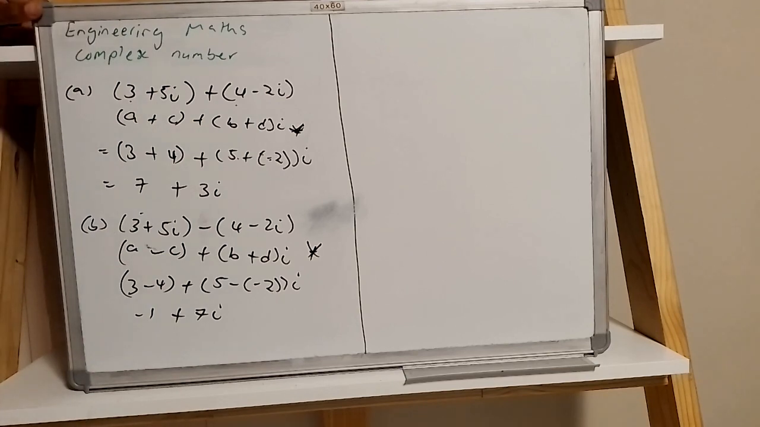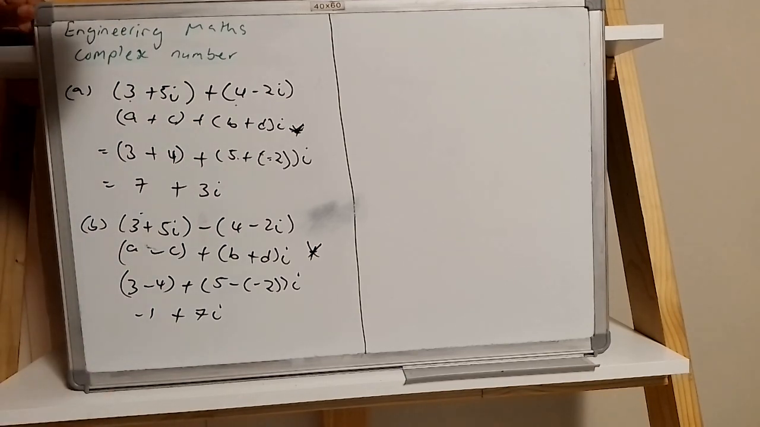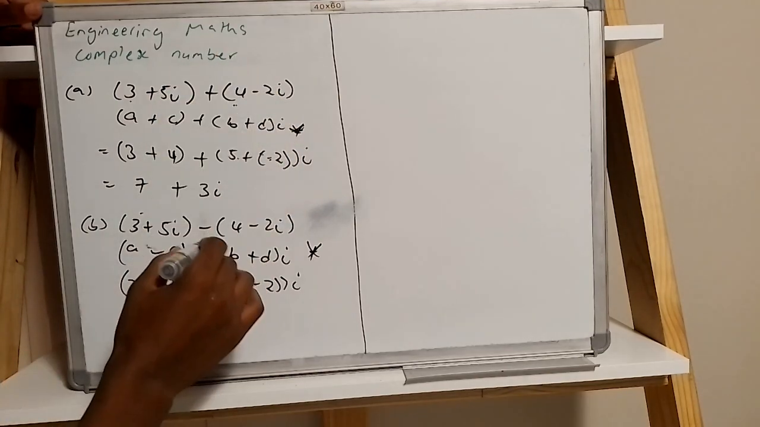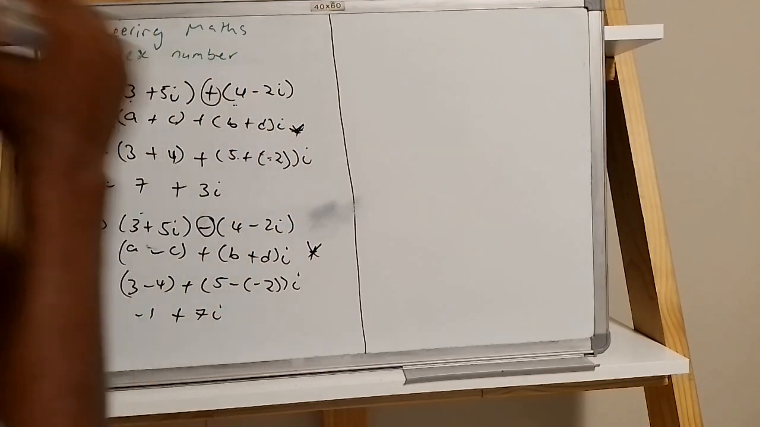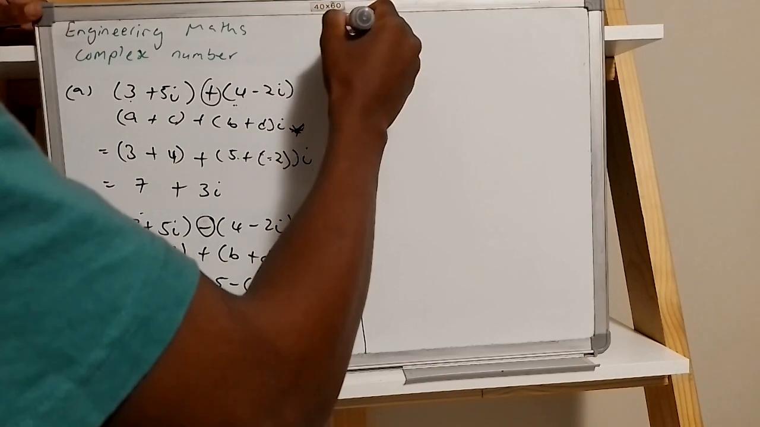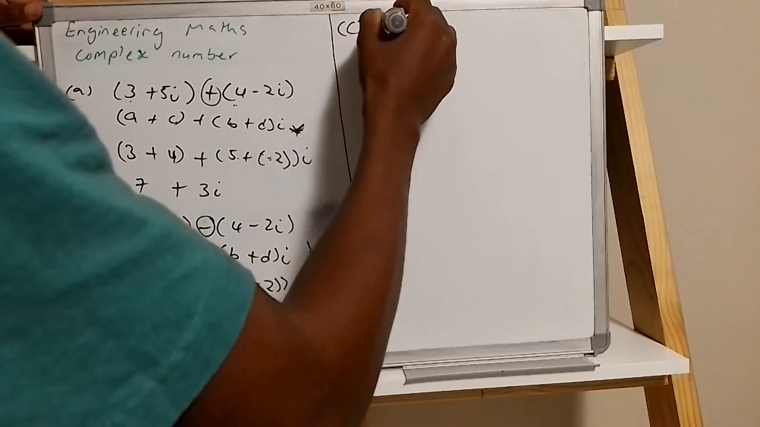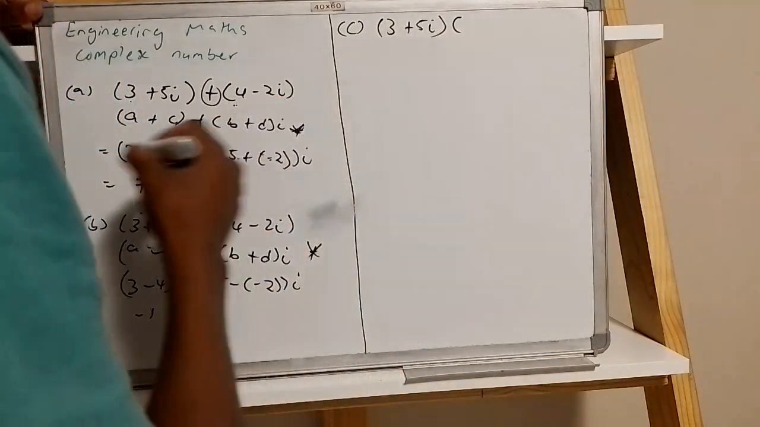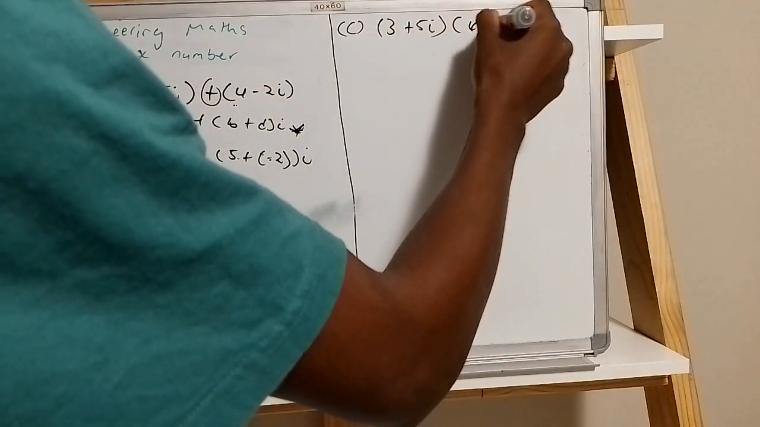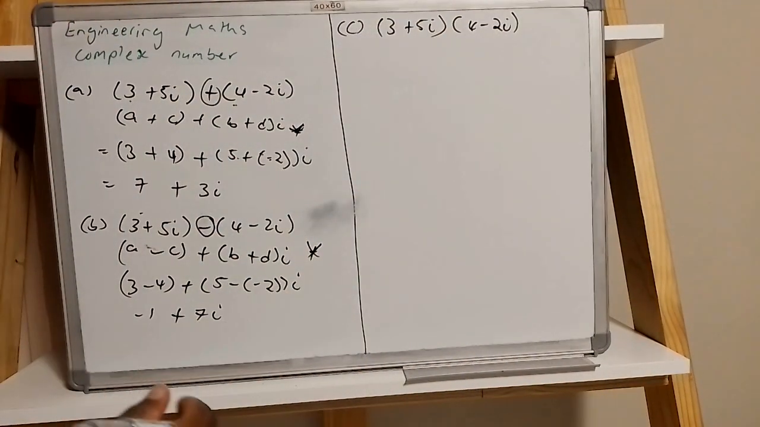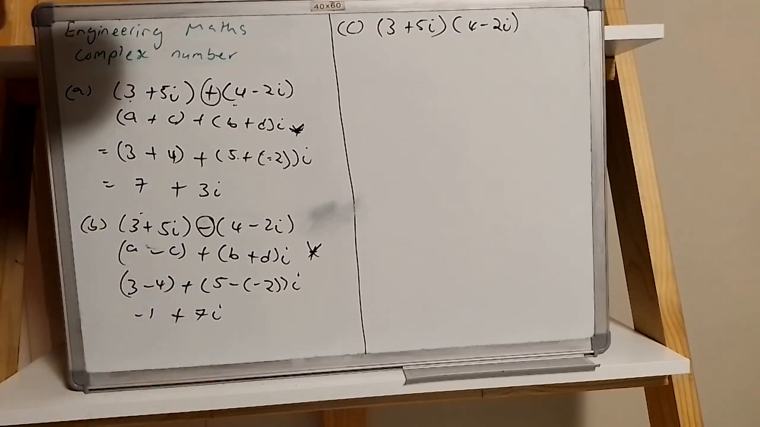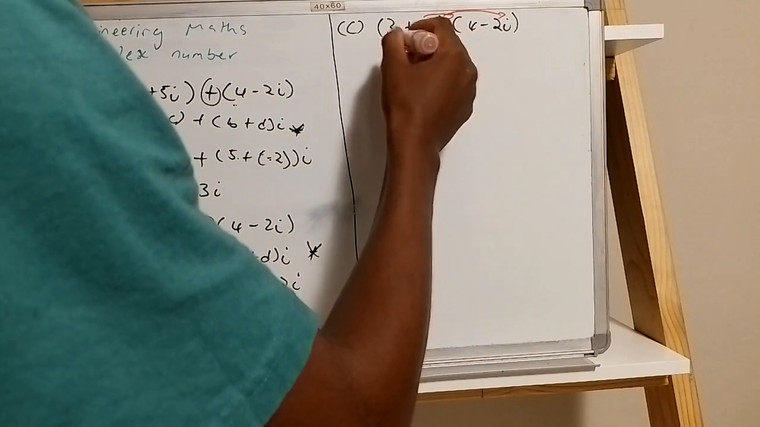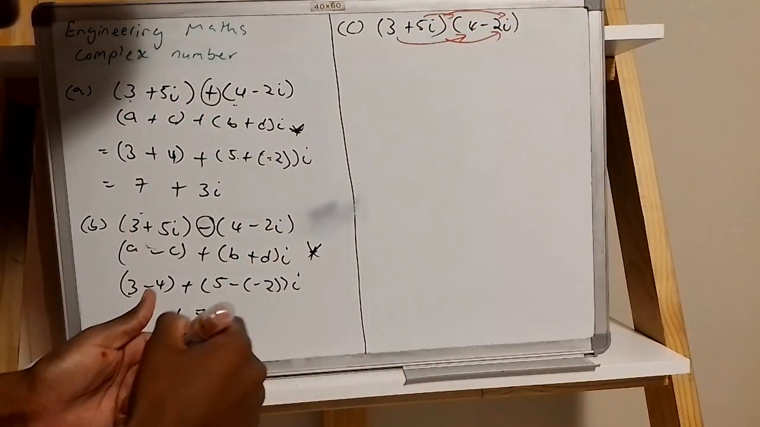Right? This is addition, this is subtraction. Now let's go to multiplication. If you were to have something like 3 plus 5i, taking the same equation, times 4 minus 2i, and you multiply this, what you'll do is just use the FOIL method. As simple as that.